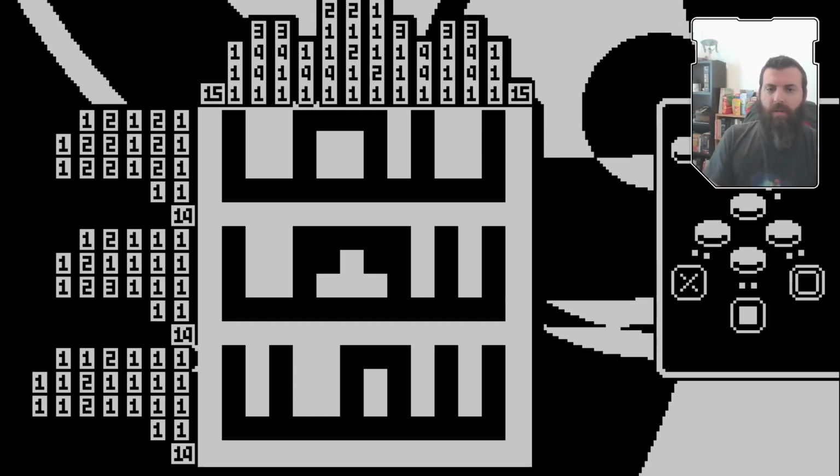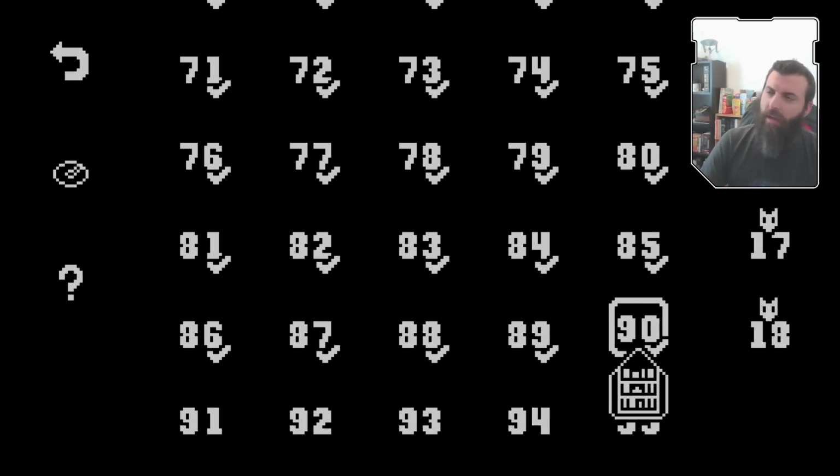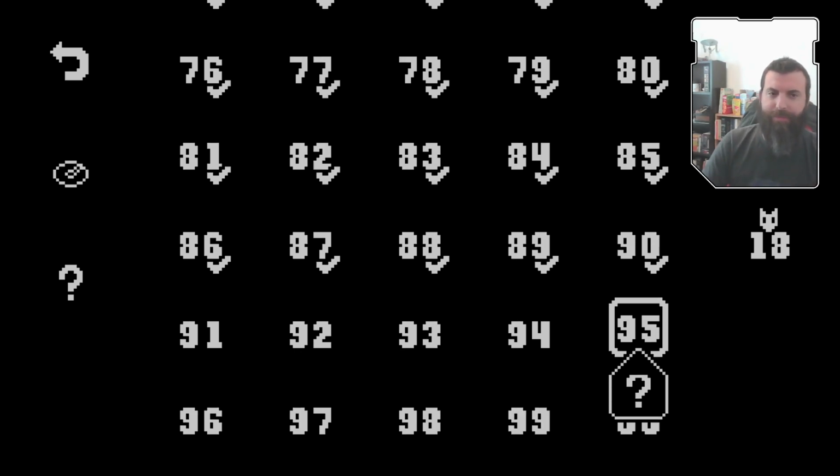There we go. Nonogram number 90 in the bag. Got ourselves a bookshelf, I believe. Looks like a bookshelf to me.